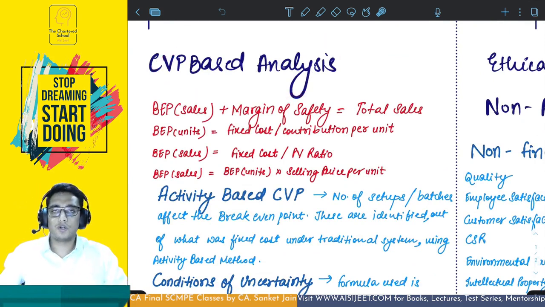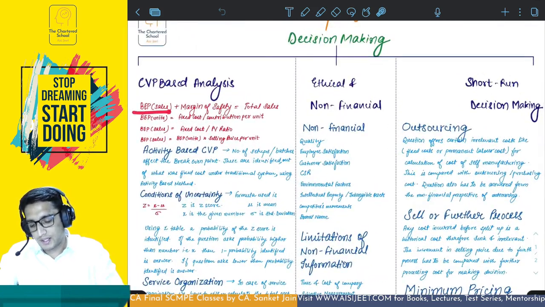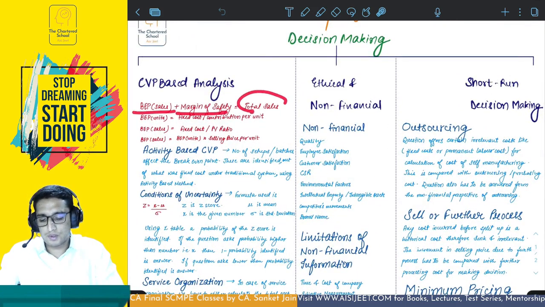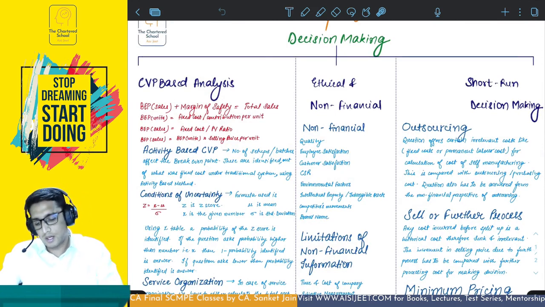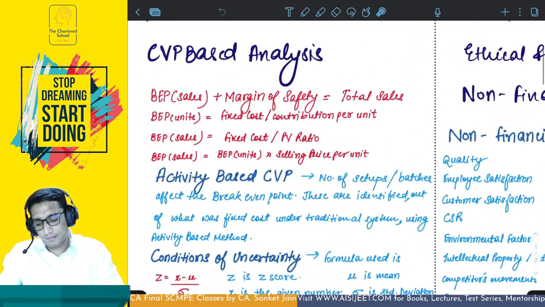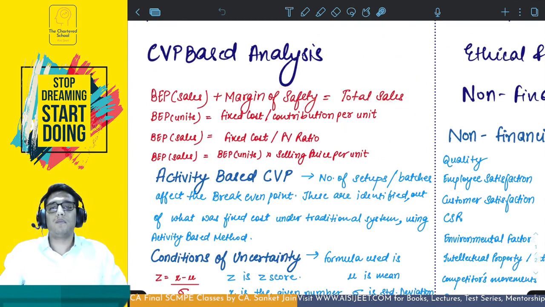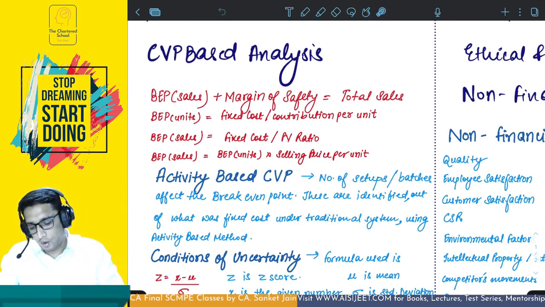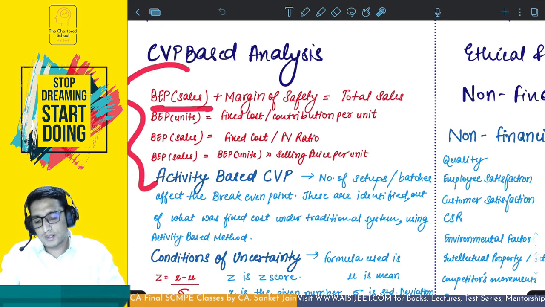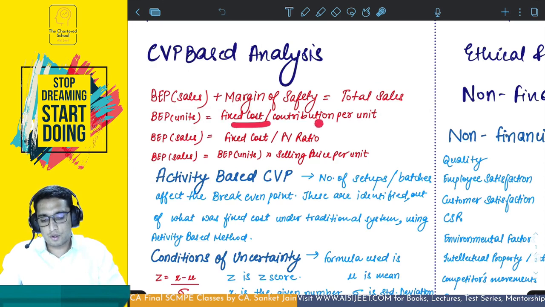analysis. Now the common formulas that are used in CVP based analysis are: first is break even sales plus margin of safety is equal to total sales. You should remember this. Break even point in sales plus margin of safety is equal to total sales. Second is break even point in units is fixed cost upon contribution per unit. Okay, FC by contribution per unit. You should remember all of these things. Break even point in sales plus margin of safety is total sales. BEP in units is equal to fixed cost upon contribution per unit.